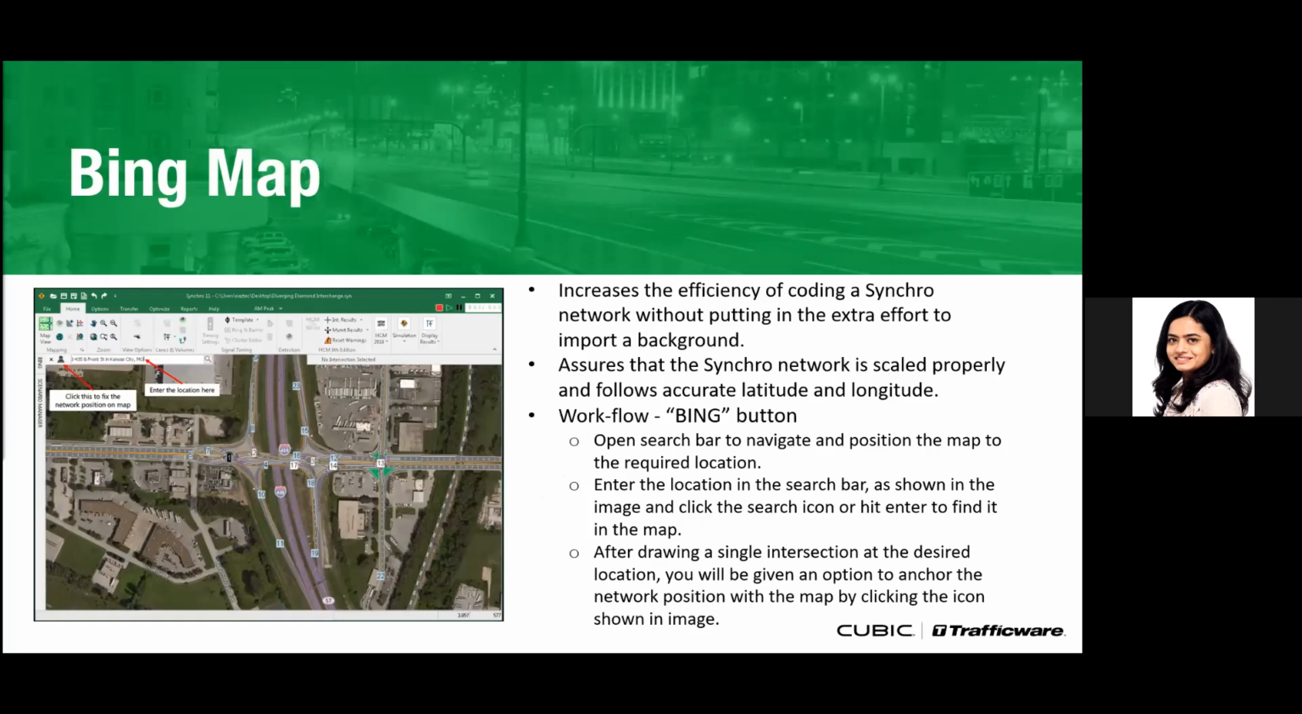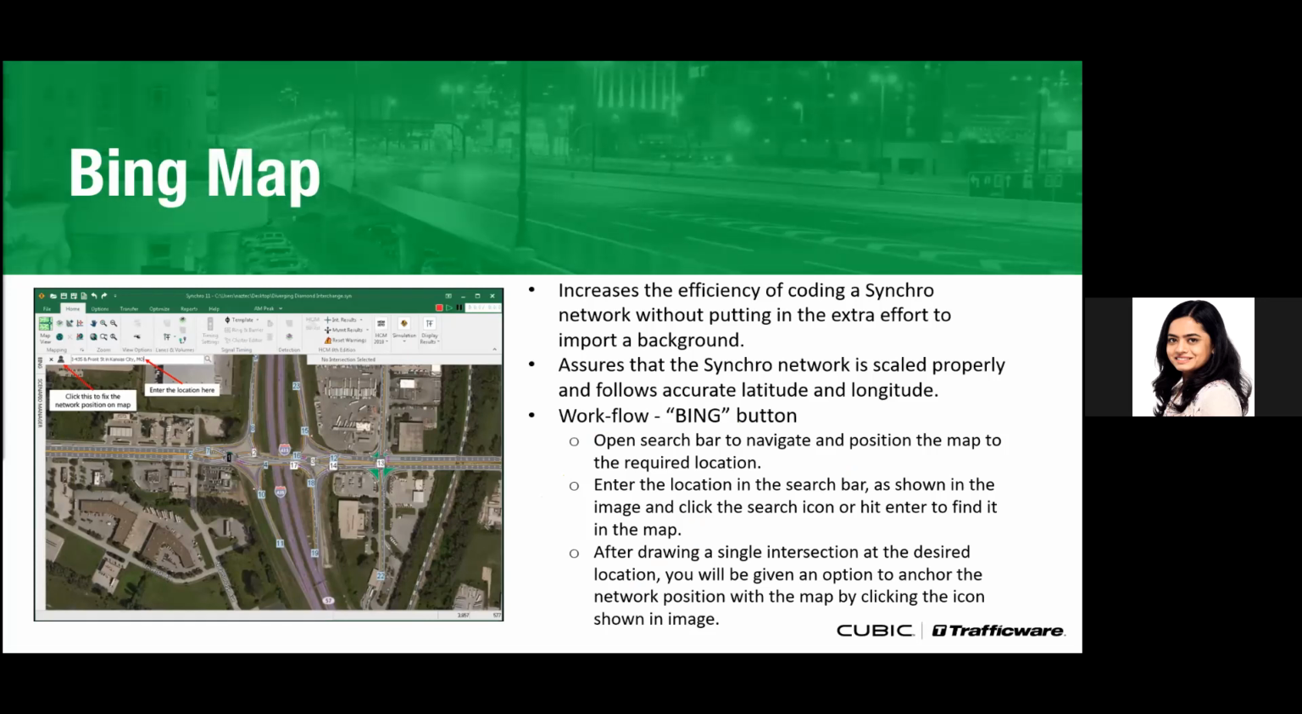Okay, so the first topic today is the Bing map. Right now, when you open Synchro, I'm talking about the latest version of Synchro, which is Synchro 11, you will see a Bing map as a default background. Whoever used the older version of Synchro didn't have that opportunity. There was a background image, which was Synchro's own default. But with Synchro 11, we have a Bing map as a background image.